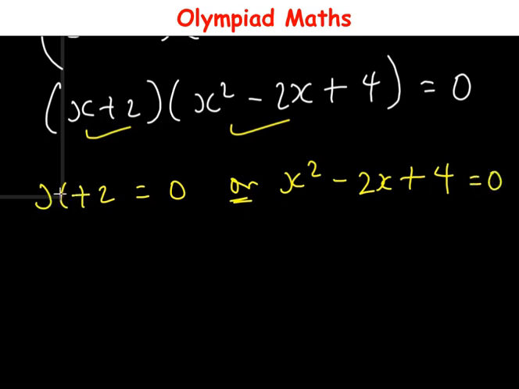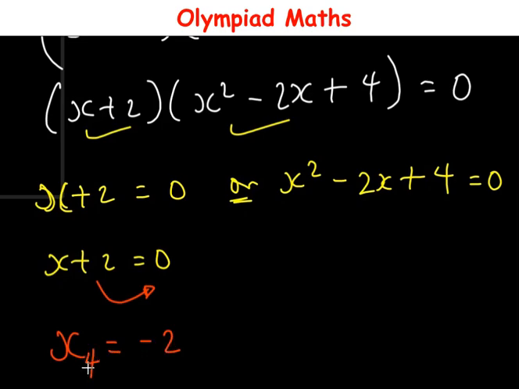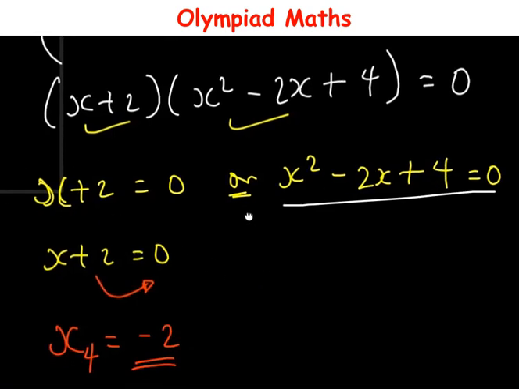Now from this linear equation right here, x plus 2 equals 0, let us move plus 2 over to this side, which shows that the value of x is then equal to minus 2. So with this, I've gotten the fourth solution of x, okay, as minus 2. Now from this other equation, which is a quadratic equation, let us solve for the value of x.